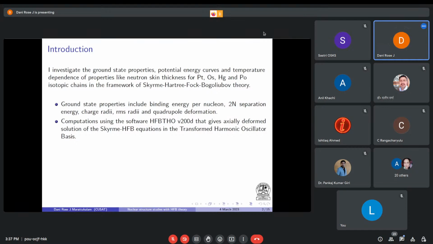In my investigation, some of the ground state properties which are investigated include binding energy per nucleon, two neutron separation energy, the charge radii, RMS radii, and the quadrupole deformation of these nuclei. The computations were done using the code HFB-CHO version 2.0, which essentially gives the axially deformed solution for the Hartree-Fock-Bogoliubov equation in the transformed harmonic oscillator basis.